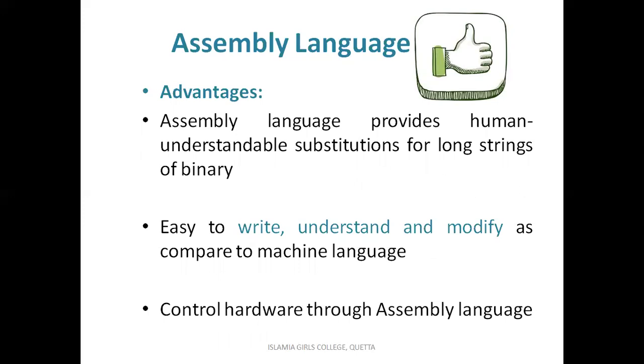Now we will see some advantages of assembly language. First, assembly language provides human understandable substitutions for long strings of binary. By long strings of binary, we mean the long codes of ones and zeros. So assembly language has replaced them with human understandable substitutions, which are the mnemonic codes. These mnemonic codes are easy to write, understand, and modify as compared to machine language. And we can control the hardware through assembly language.